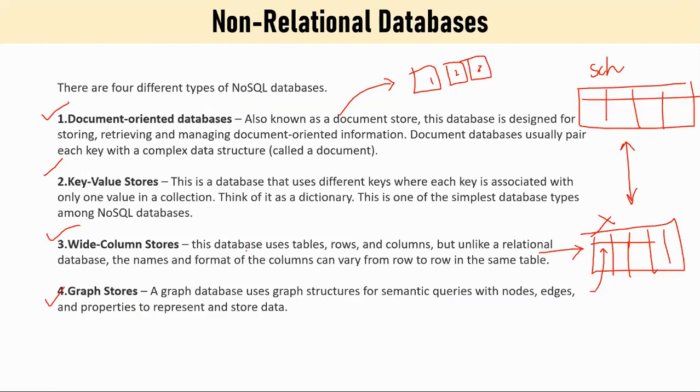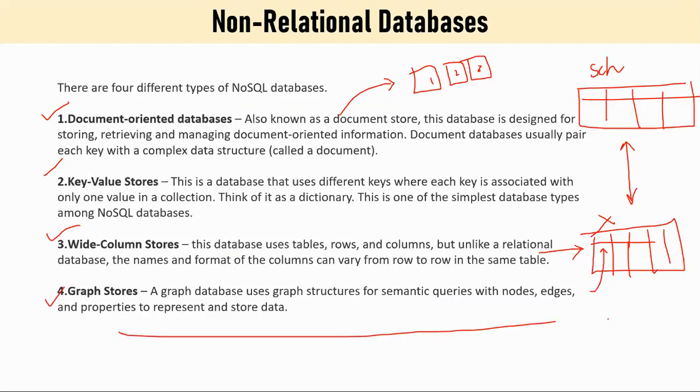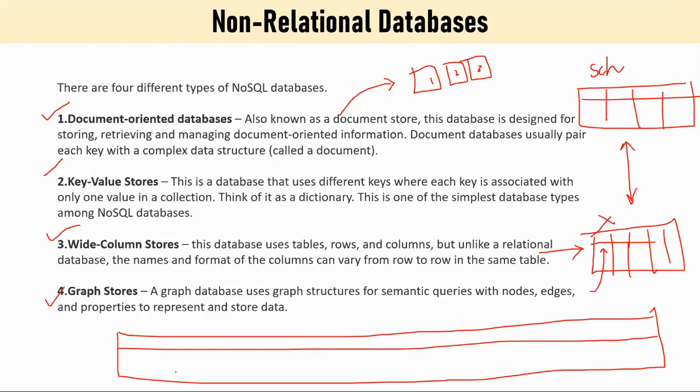Wide columnar database is similar to your relational databases, where the data will be in the form of tabular rows and columns, but the data will be wide column. The columns are very wide compared to the rows. That is the reason it is called a wide column. So you will have fewer rows but many columns. That's the reason it is called a wide columnar database.